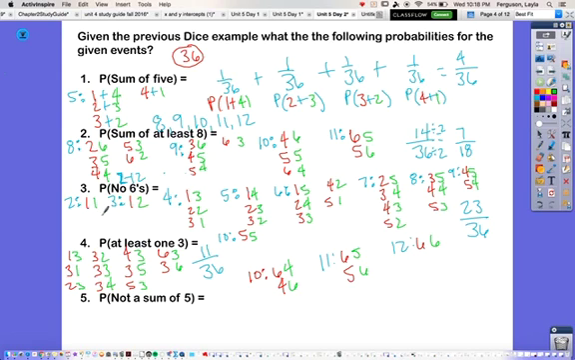So, not a sum of 5. 1, 2, 3, 4, 5, 6, 7, 8, 9, 10, 11, 12, 13, 14, 15, 16, 17, 18, 19, 20, 21, 22, 23, 24, 25. So 25 out of 36.